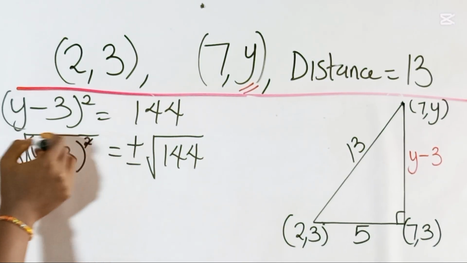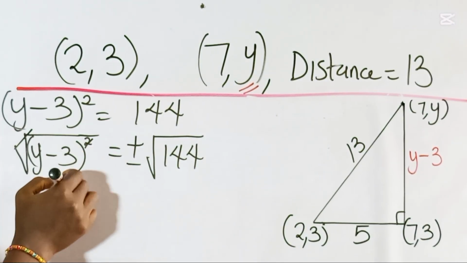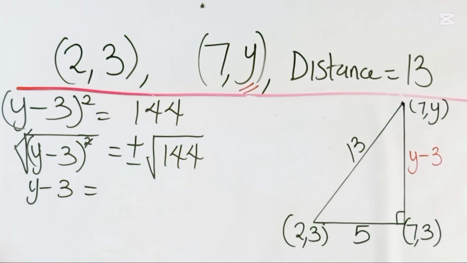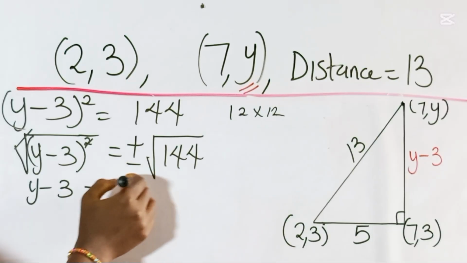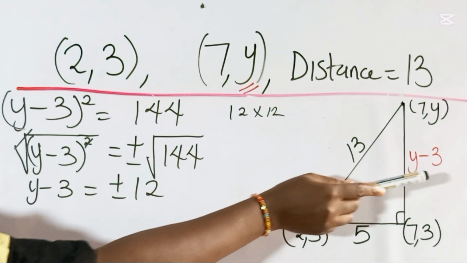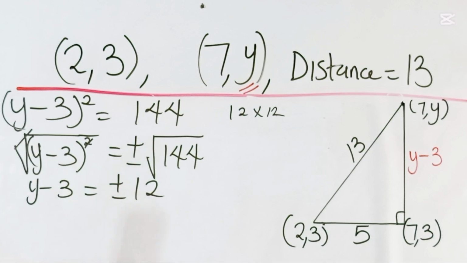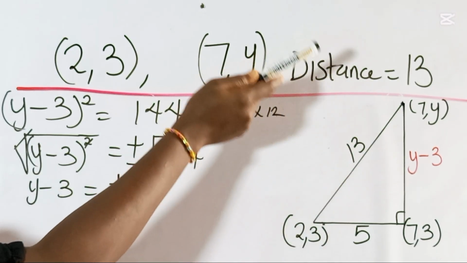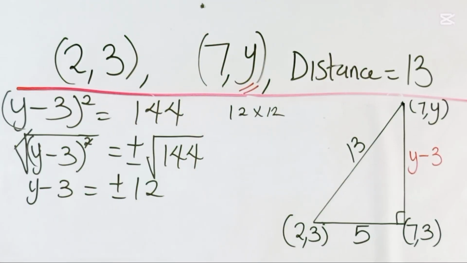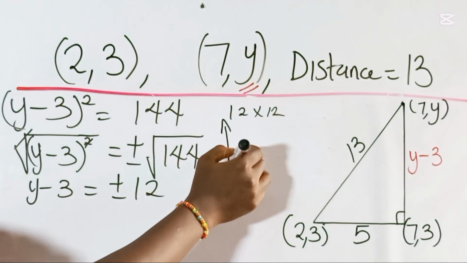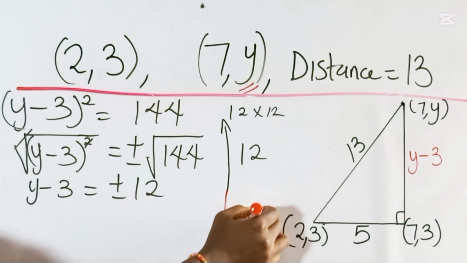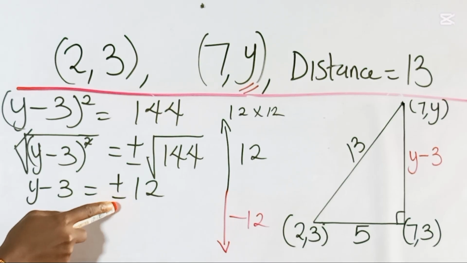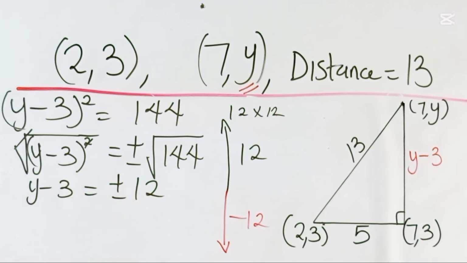144. So this square, we take out the square root, we have y minus 3 is equal to, what multiplies itself to give us 144 is 12 times 12. So we have plus or minus 12. So this vertical distance here is equal to 12. But remember, we made one assumption, that is to follow one direction, which is going up. So if we decide to go up, it's going to be 12. And if we decide to go down, it's going to be negative 12. And that is why you have plus or minus 12 in your answer.